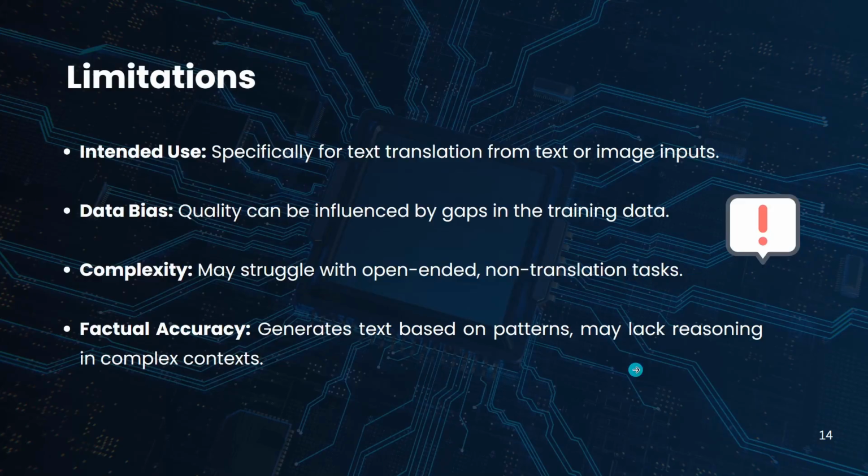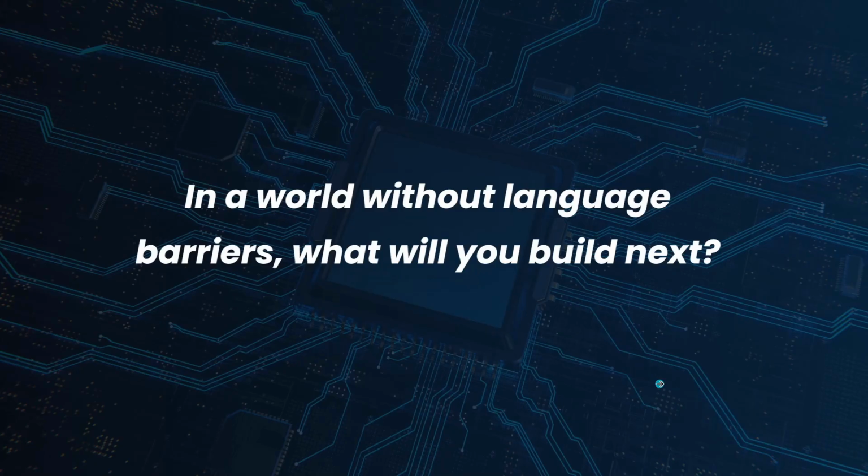This model also has some limitations. It should be used for translation tasks, and it can have some bias because the training data can contain bias, and it might struggle with some complex data or translation tasks, or where there is some complex reasoning and open-ended tasks as well. So in a world without language barriers, what will you build next?